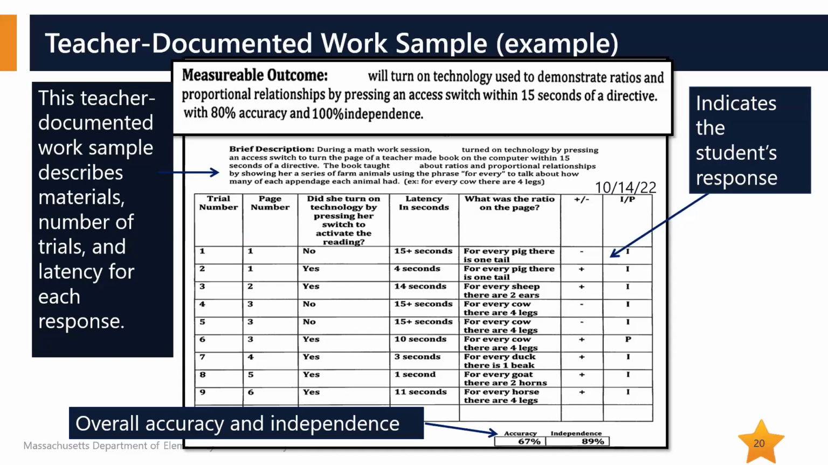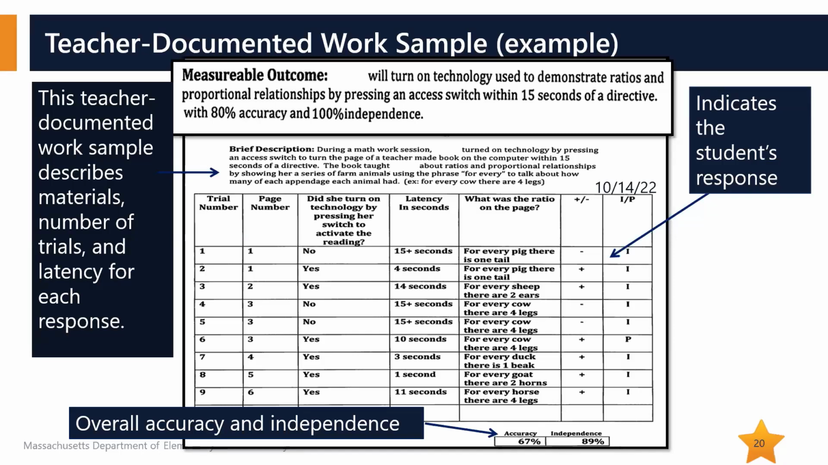So in this one, the measurable outcome is the student will turn on technology used to demonstrate ratios and proportional relationships by pressing a switch within 15 seconds of the directive. So this teacher put in a lot of stuff on here. They have the trial number, the page number. Did they turn on the technology, pressing the switch to activate the reading? It shows the latency in seconds. They show what was on each page. They show a separate column for the accuracy, a special column for the independence. So you can see exactly what they were doing.